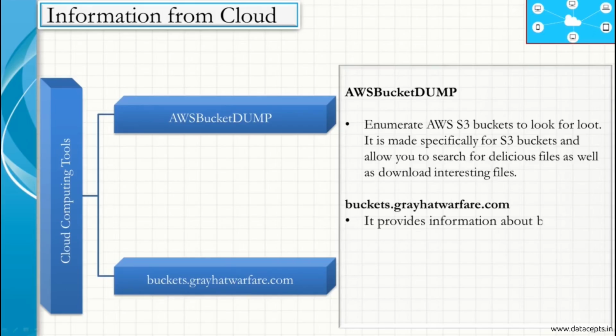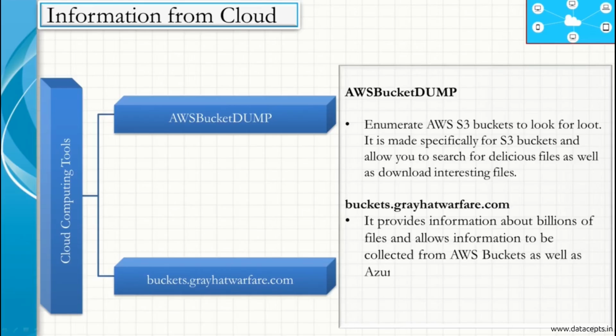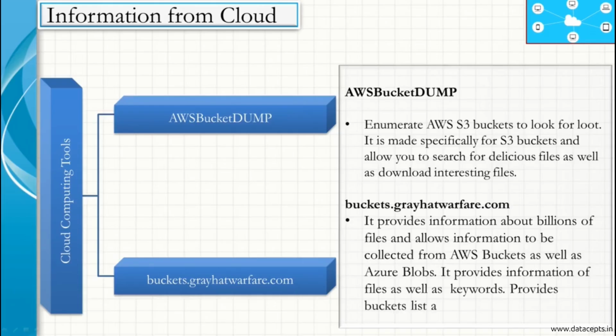Buckets.greyhatwarfare.com provides information about billions of files and allows information to be collected from AWS buckets as well as Azure blobs. It provides information of files as well as keywords. It provides a bucket list as well as filtering features. Let's have their demonstration right now.